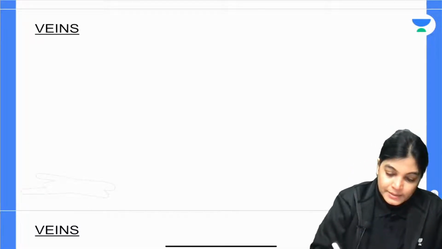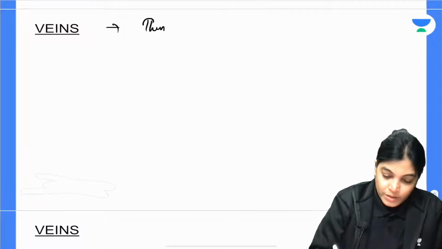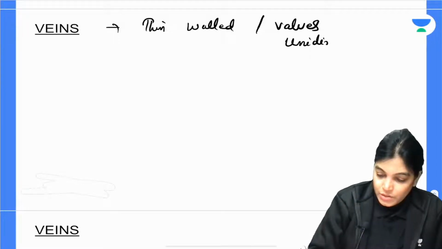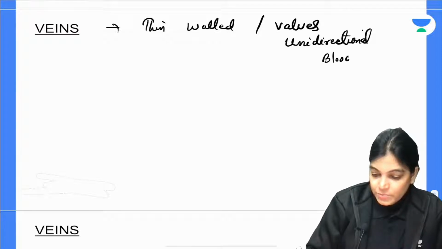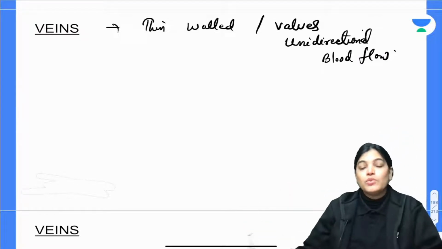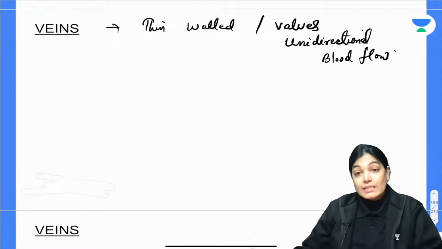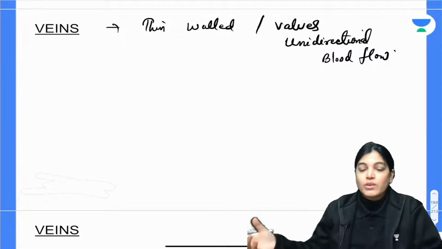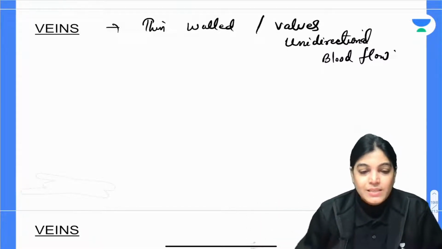So veins are thin walled, and they contain valves for unidirectional blood flow. Unidirectional blood flow, what does that mean? That means the blood will always flow from superficial to deep veins. When there is incompetency of these valves, it will lead to a clinical condition which is called varicose vein. These points we have already discussed in the general anatomy of blood vessels.